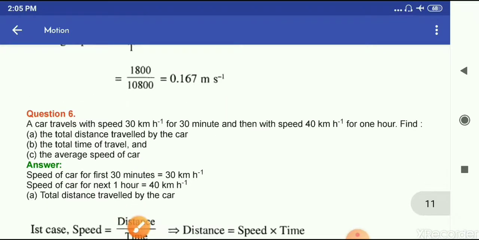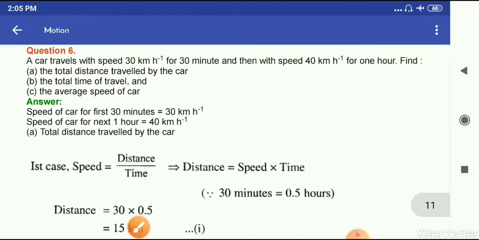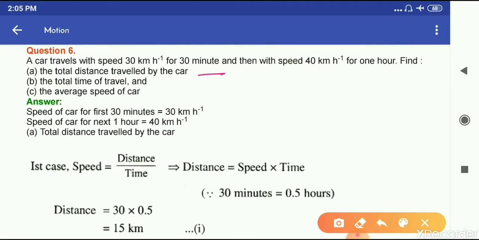Now question number 6. A car travels with the speed 30 km per hour for 30 minutes and then with the speed 40 km per hour for 1 hour. Find the total distance traveled by the car, and then second part, total time taken and the average speed of the car. Now speed of car for first 30 minutes is 30 km per hour, and then for next 1 hour is 40 km per hour.